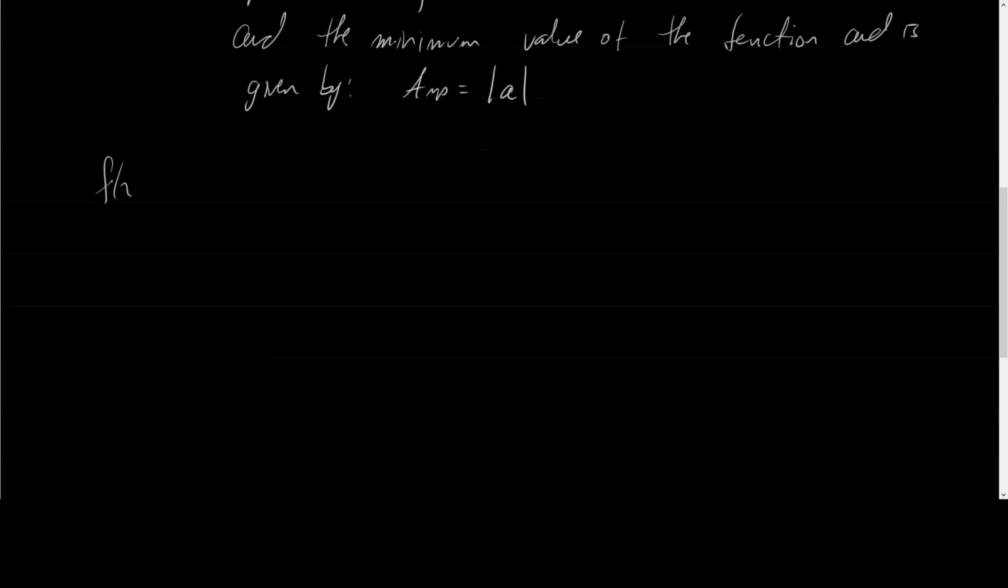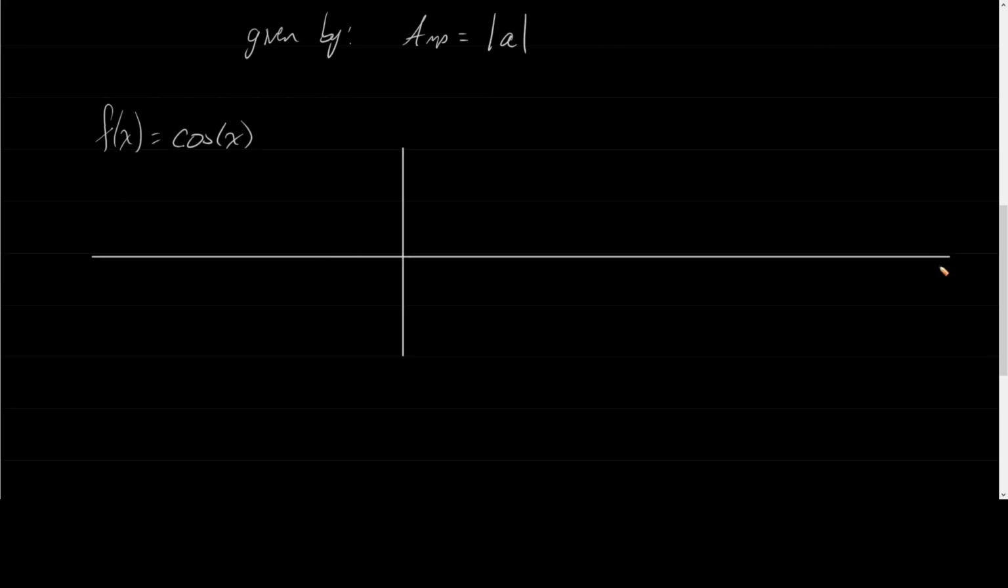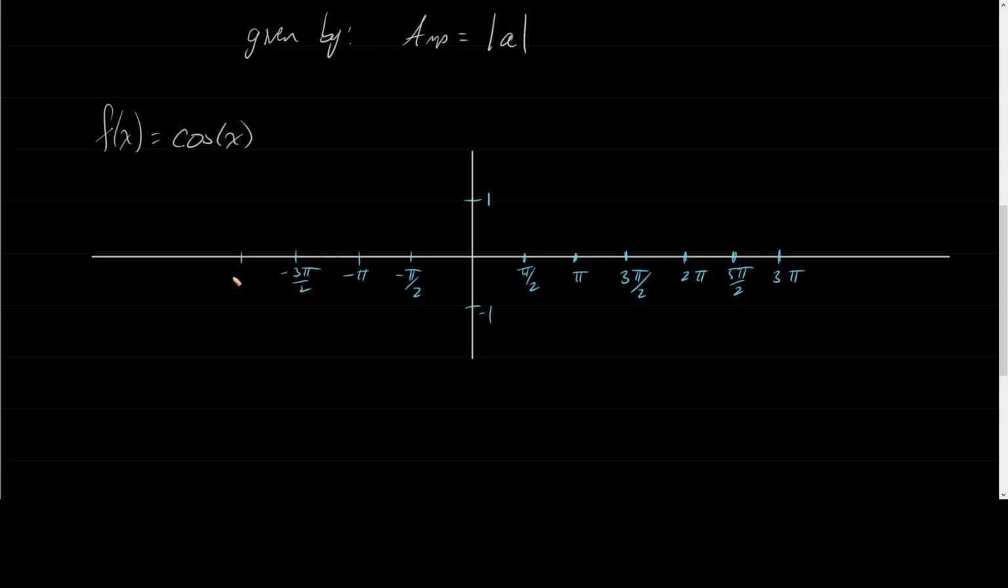Let's have f of x equal to cosine of x. Once again, I'm going to put this on the coordinate axis. So we have something like that. Let's put this one in the center. There we go. And let's say that the maximum value here, again, is 1. The minimum value here, again, is -1. And we're going to be counting, once again, by pi over 2's. So pi over 2, then pi, then 3 pi over 2, 2 pi, 5 pi over 2, 3 pi. And the other way, we have -pi over 2, -pi, -3 pi over 2, -2 pi.